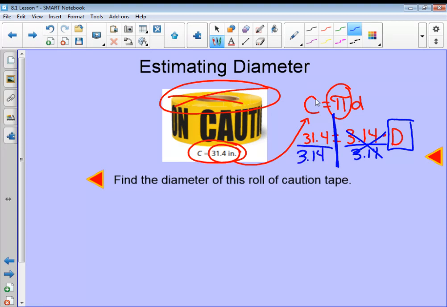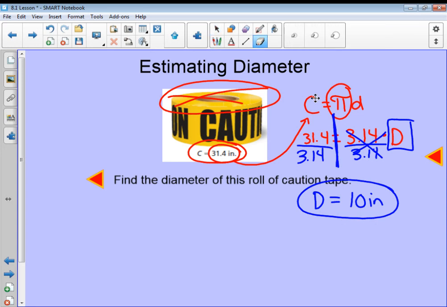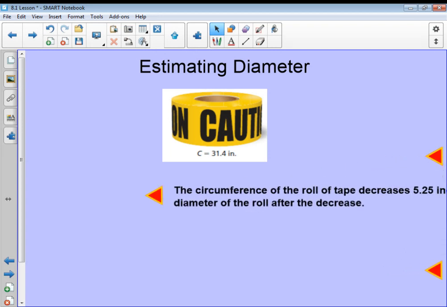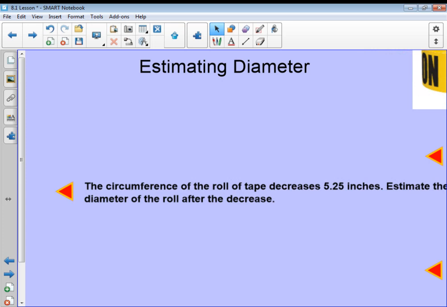So now if I take 31.4 divided by 3.14, that's going to give me 10. So I just found out that my diameter equals 10, and our unit was inches. Okay, that's an estimate. So sometimes you might get a long decimal number, just round. They'll probably tell you to round either to the nearest unit or to the nearest 10. So you just have to pay attention. Okay, I would not write the entire long decimal number if that's what you get.